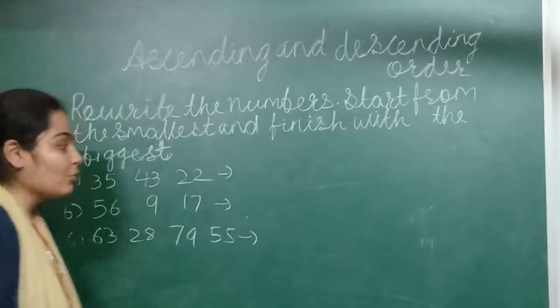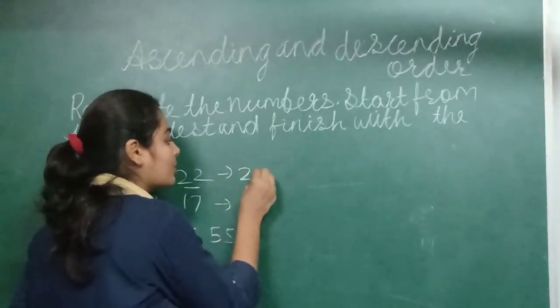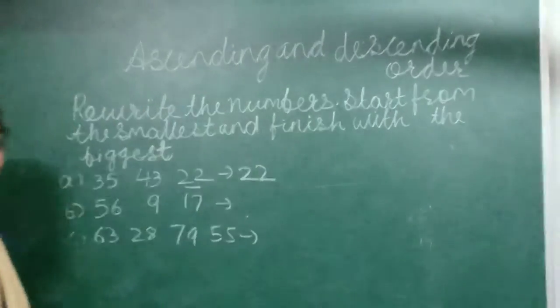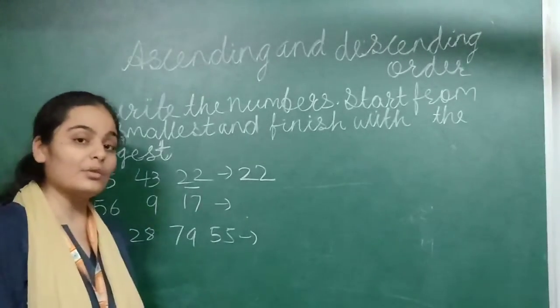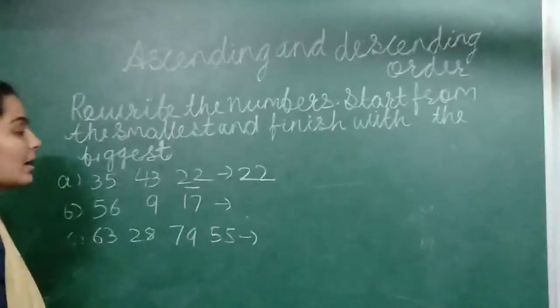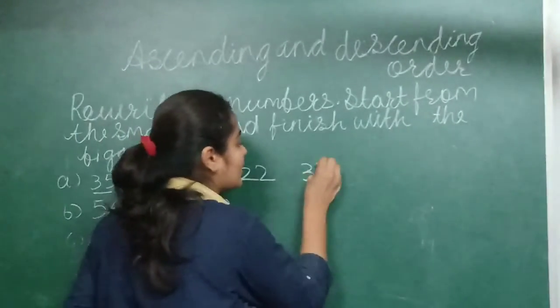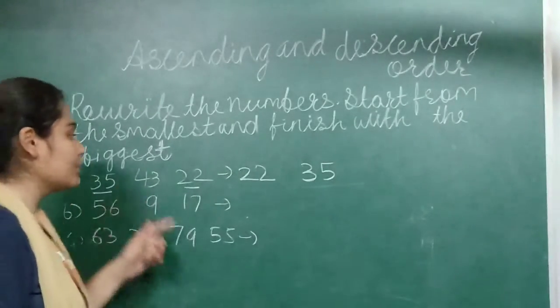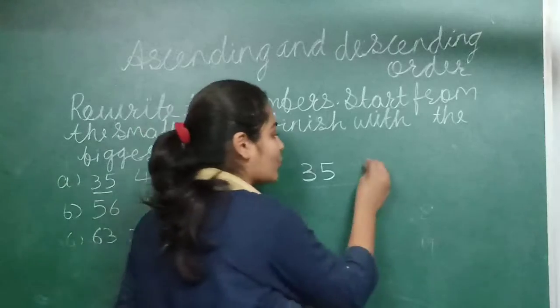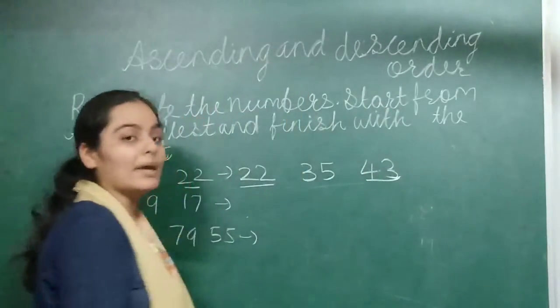Okay, like in the counting: 20, 21, 22. What comes first? 22. Then 23, 24, 25, 26, 27, 28, 29, 30, 31, 32, 33, 34, 35. Yes, then what came? 35. So we have to write 35. Then 36, 37, 38, 39, 40, 41, 42, 43. So 43. This is the smallest number and this is the biggest.